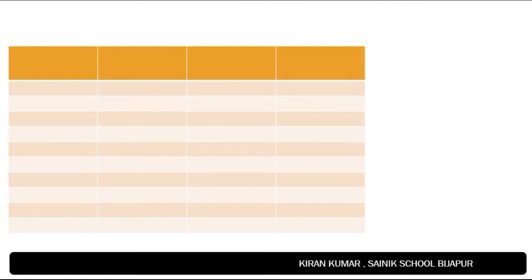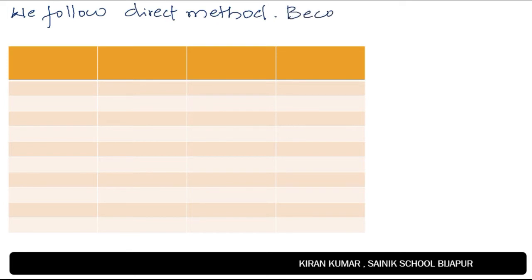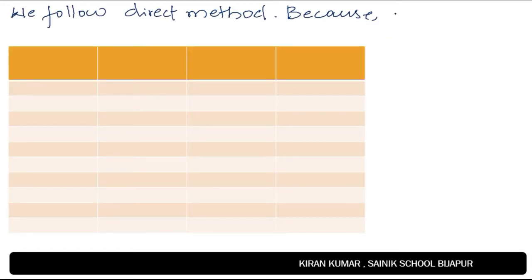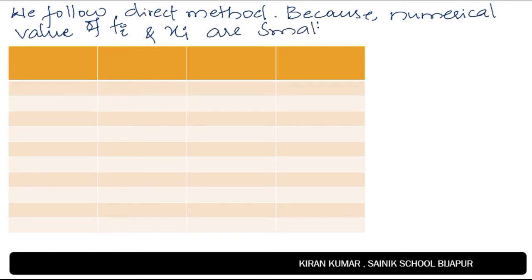Here, in order to find the mean, we would like to follow the direct method. I'll mention that we follow the direct method. Why this method is suitable, that we need to mention. Here you need to observe that the number of plants, that is nothing but the class intervals, are very small, and also observe the frequencies, they are smaller values. Here both the numerical values of fi, that's frequency, as well as the midpoints are small. So the calculation becomes much easier.